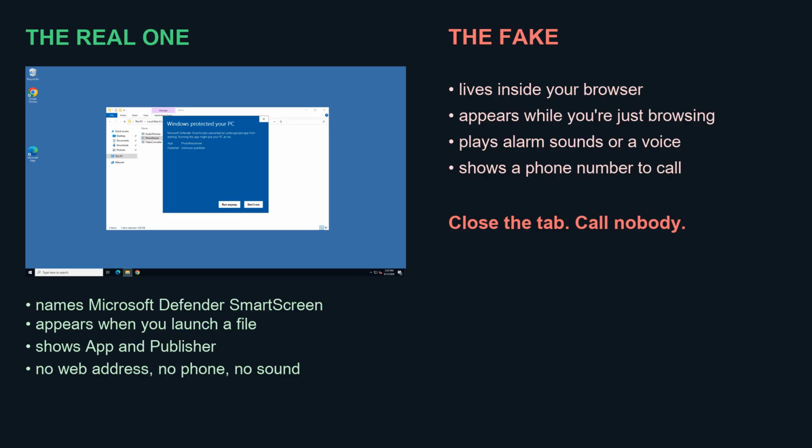The fake lives inside your browser, and it appears while you're just browsing. It plays alarm sounds or a talking voice, and it shows a phone number for Microsoft support. That's the giveaway. Microsoft never puts a phone number on a security warning. Ever. If you see one, don't call it. Close the browser tab. A picture of a warning can't infect anything.